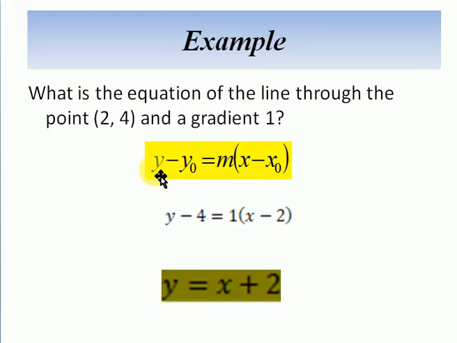Now consider one example of the point slope form. What is the equation of the line through the point (2, 4) and a gradient 1? So here we will use the point slope form. Point slope form is y minus y naught equals m times (x minus x naught). So by substituting the values of x naught, y naught and m equals 1, we get the equation of the straight line y equals x plus 2.